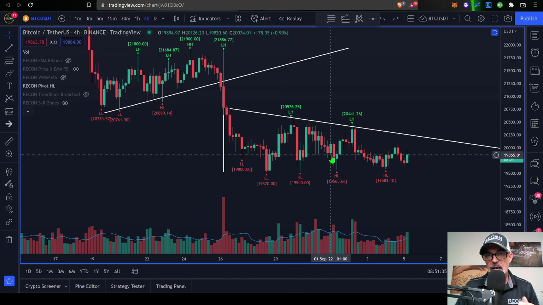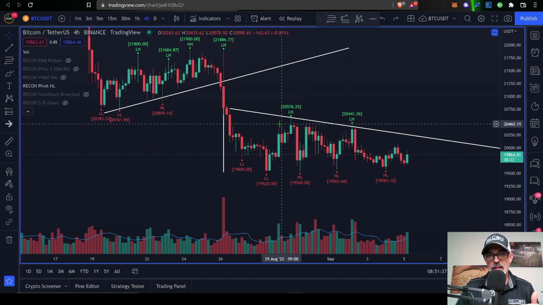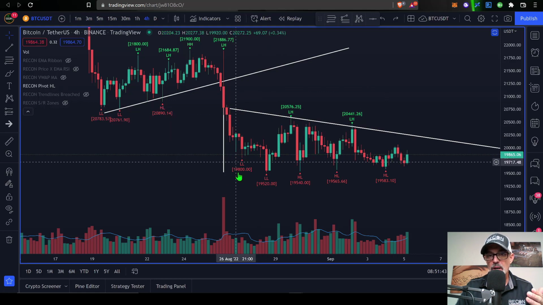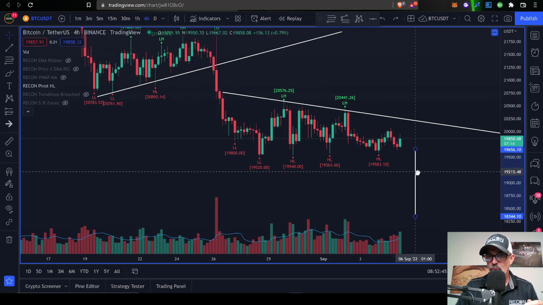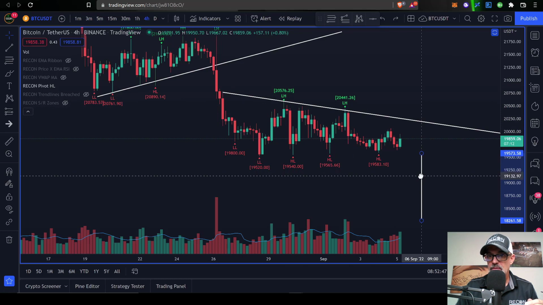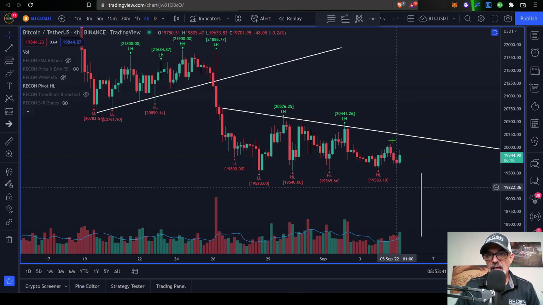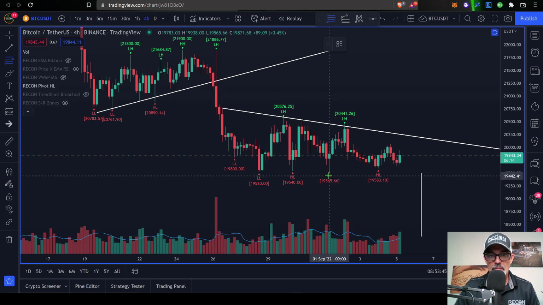And so with that in mind, the size of the move down, or your target price, would essentially be from the top of this triangle to the bottom of the triangle. And so if I drop in my target line here and move it over to the possible breakdown point, Bitcoin, in theory, could sell off all the way down here to the bottom, which would put us around 18,266.